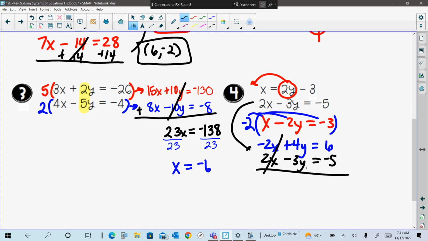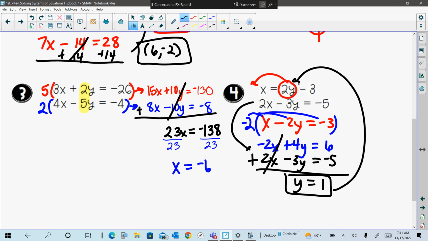So when you add everything else up, because you're canceling by adding, you're left with just a positive 1y equals a positive 1. And that's our y. So to get the x, we just have to go back to the very beginning and plug it back in there. So x equals 2 times 1 minus 3, which is going to give me a negative 1. So our solution is negative 1, comma 1.